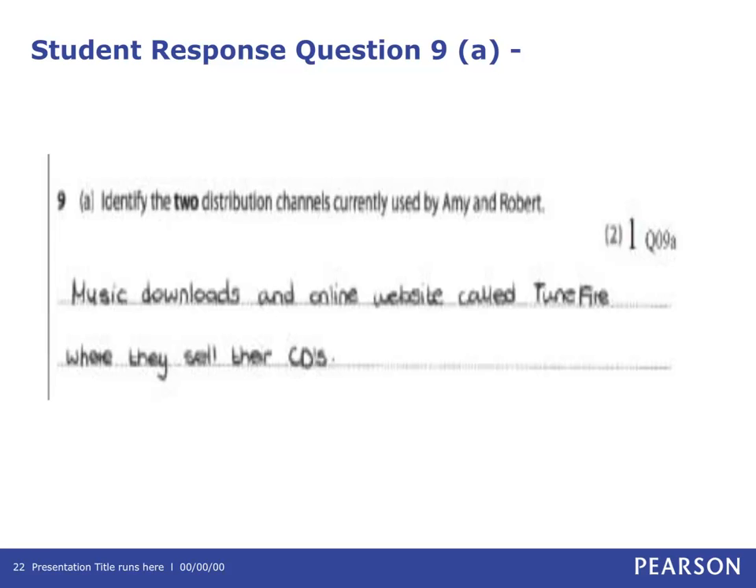Question 9a is worth 2 marks. A number of students were able to achieve at least 1 mark on this question by identifying one distribution channel currently used by the band, the online website called TuneFire. Common incorrect answers were to distribute songs through CDs and to send these through the post. The other channel used by the band was to sell direct to the customer, or B2C. Answers that simply stated direct or indirect channels also received no marks.